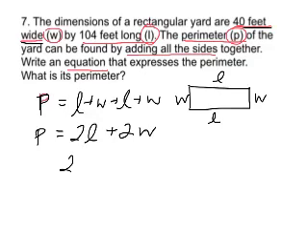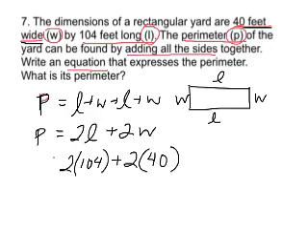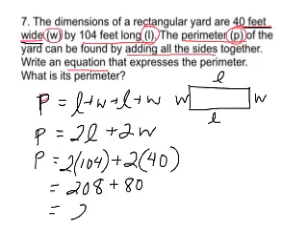The L is 104, so 2 times 104. Remember, when you put something in parentheses like that with a number right next to it, that's times. And then plus 2 times the width, which is 40. That's going to equal our P. So 2 times 104 is 208. Plus 2 times 40 is 80. And we add those together, and we get 288 is our perimeter.